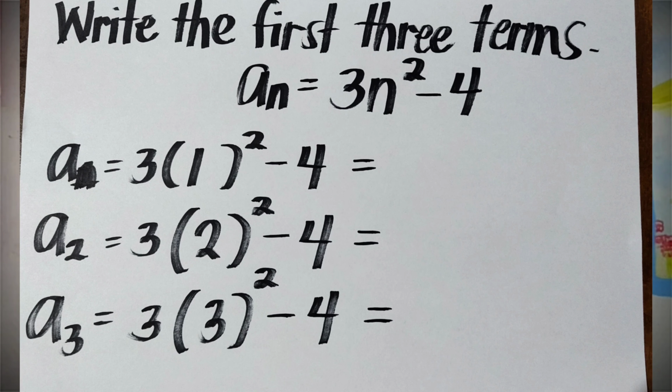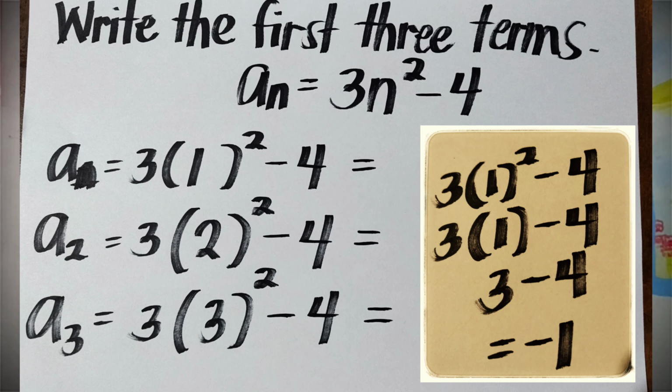Okay, tama. Dahil square muna ang base, i-square muna natin ang base, saka i-multiply sa 3. Then, i-minus sa 4. So, the first element natin is 1 squared is 1 times 3, and 3 minus 4 is what? Okay, correct. Negative 1.